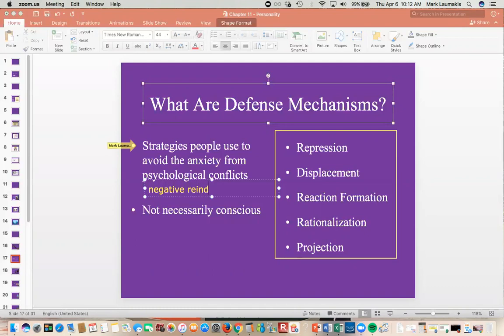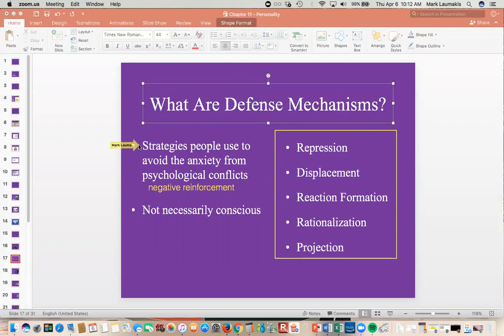Yeah, it's negative reinforcement. Thank you for that. Montana gets 12 bonus points for that. Fantastic, right? We're not necessarily consciously aware of the fact that we're doing repression or displacement or any of these others, but they're helping us because they're alleviating, they're reducing, and maybe completely eliminating the anxiety that we had from these conflicts between and among id, ego, and superego.